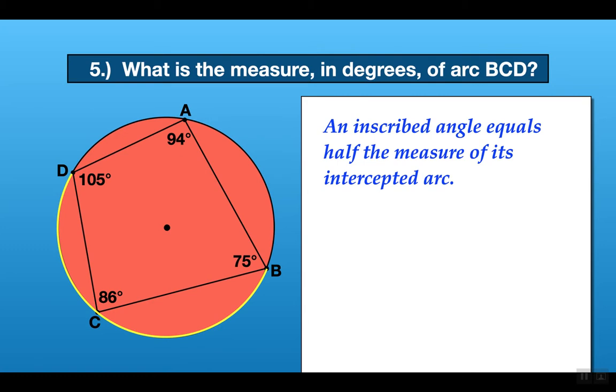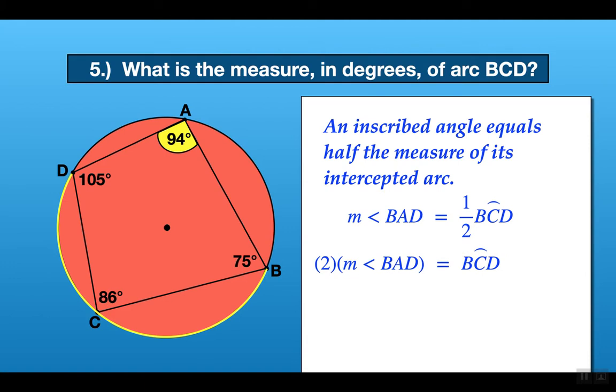So let's look at the inscribed angle that is intercepting that arc. That would be angle DAB, which is 94 degrees. So all we have to do is take those 94 degrees, and since we know that the measure of angle BAD equals half the measure of arc BCD, all we have to do is multiply 94 degrees by 2, and that'll give us our answer, which is the measure of arc BCD is 188 degrees. All we're doing is taking that 94 degrees and multiplying it by 2 to get our answer.